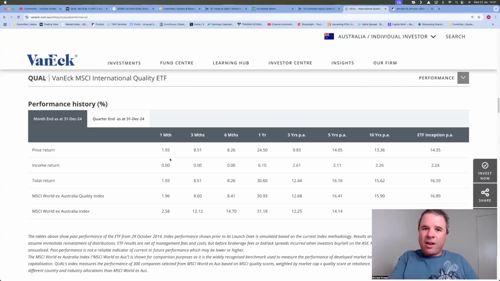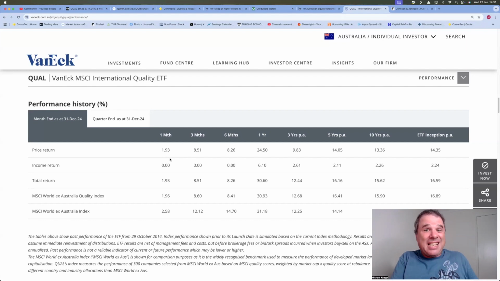But once you go to 5 years and definitely 10 years, you're going to see how this particular ETF does perform. And it performs pretty good. Total return over the last 10 years per annum, 15.62%. Over the last 5 years, 16.2%. And since inception, 16.59%. And that's the sort of returns you want to see in your portfolio.